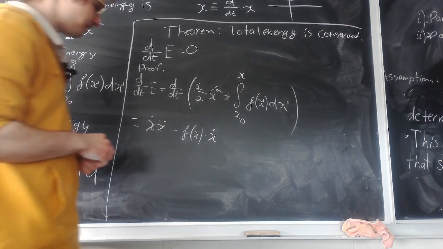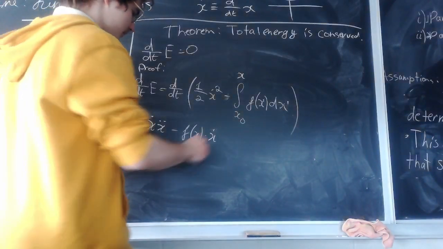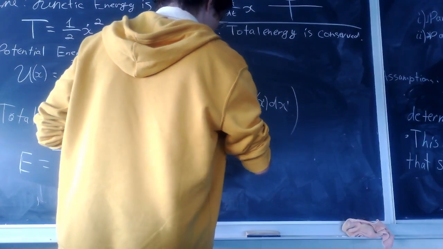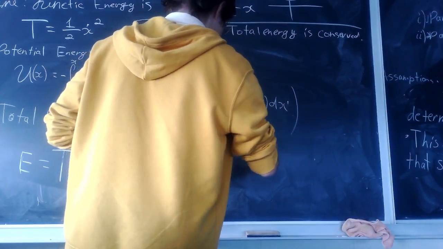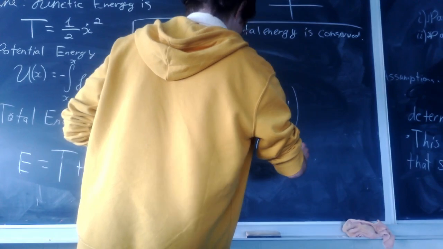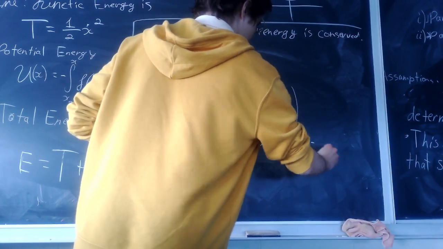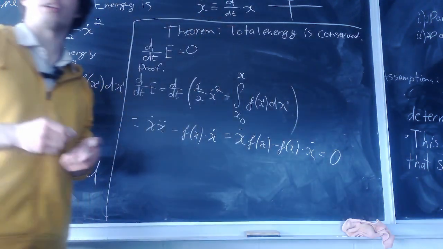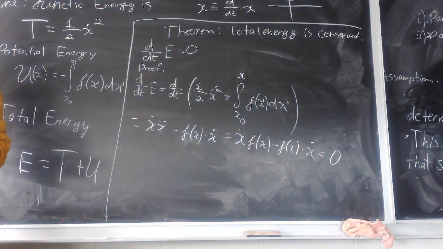Okay, and so all I do is substitute x double dot to be f of x, and I get 0. So total energy is conserved. Very, very good.